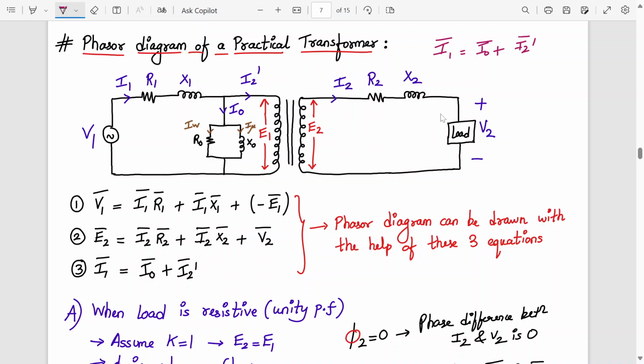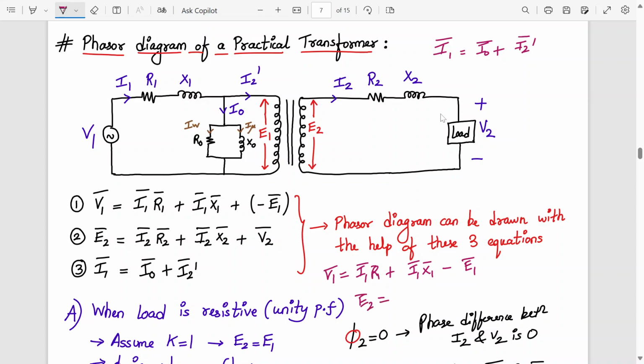Then the second equation is of V1. So what is V1? I1 into R1 plus I1 into X1, and here it will be minus E1. Yes or no? Because V1 and E1 are related by opposite polarity but equal magnitude. So V1 is I1 R1 plus I1 X1 minus E1 bar. Agree?